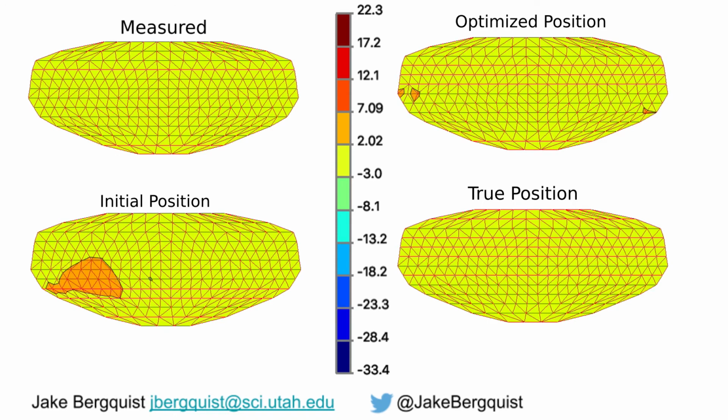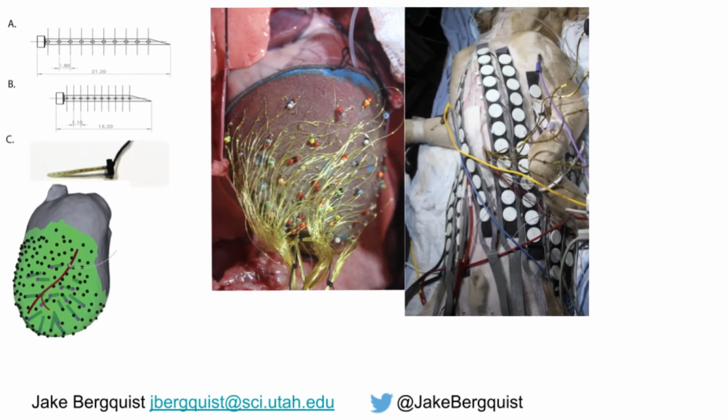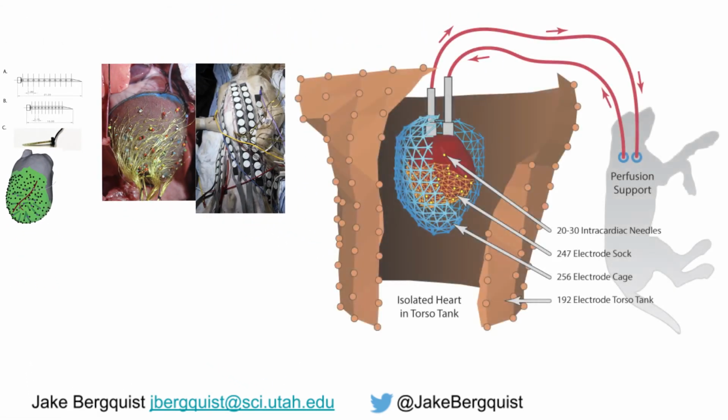In the future, we plan to refine this geometric optimization framework by including additional constraints, such as mandating that neighboring beats have similar cardiac positions. We also plan to apply this method using real data sets from both our in situ experimental prep, as well as our other torso tank preparations in which the cardiac position was actually modified during recording.